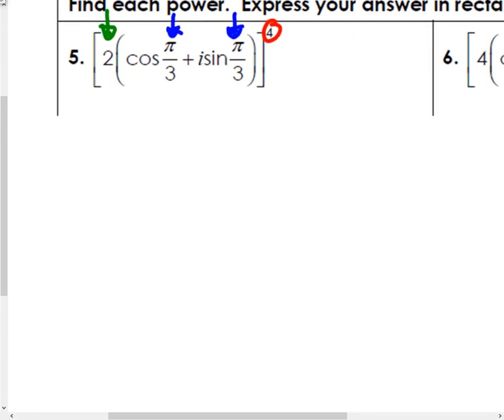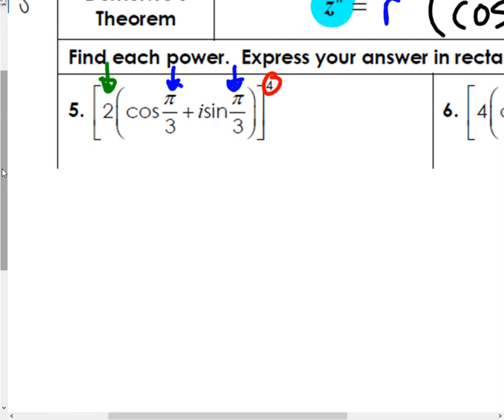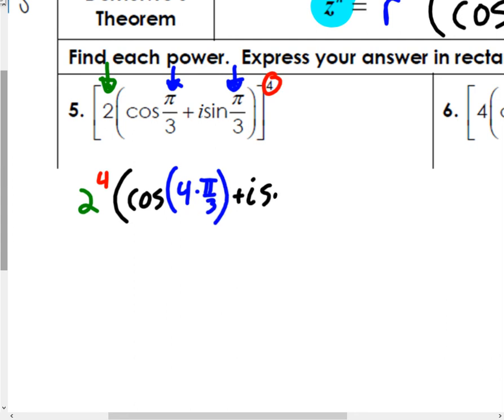All right. So we want to raise this complex number to that power. So keep in mind that means I'm taking my modulus, which in this case is 2. I'm going to raise 2 to the 4th power. We'll clean that up momentarily. I also need to take cosine of 4 times my angle and i sine of 4 times the angle. So that's our DeMoivre's theorem.